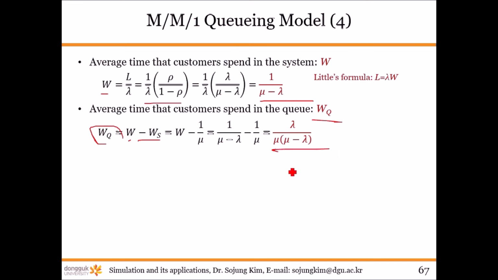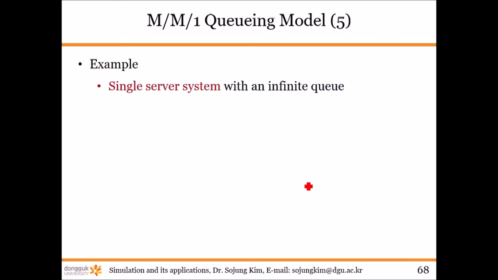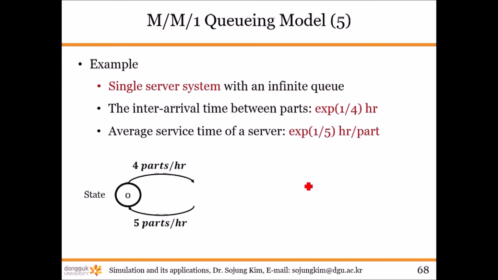So that you can get this value as WQ, and then the number of customers in the queue, which is LQ, will be like this, right? And this is given by Little's formula again, right? In this case, you have to put the value of WQ instead of W, so that you can get the number of customers in the queue. And once you have these performance measure equations, you can just simply estimate the performance, okay?